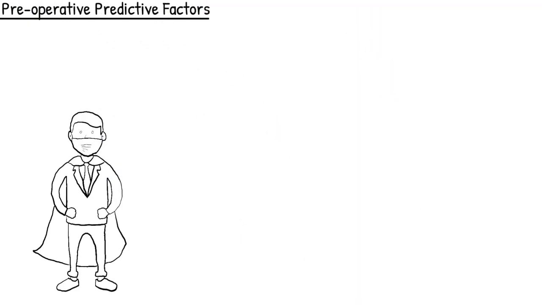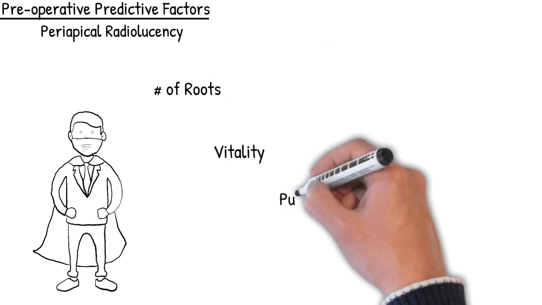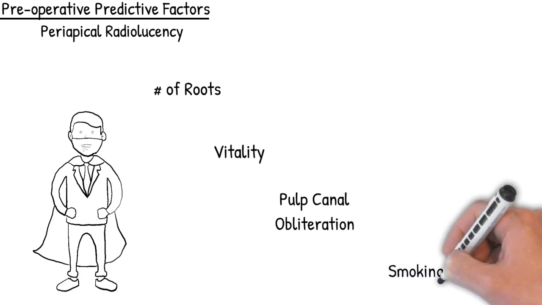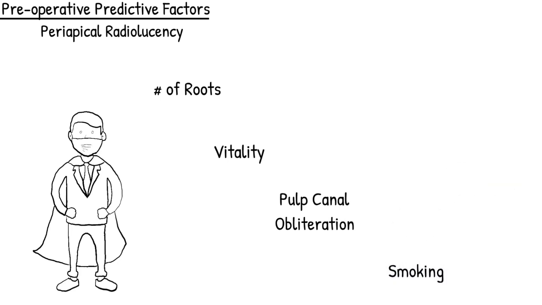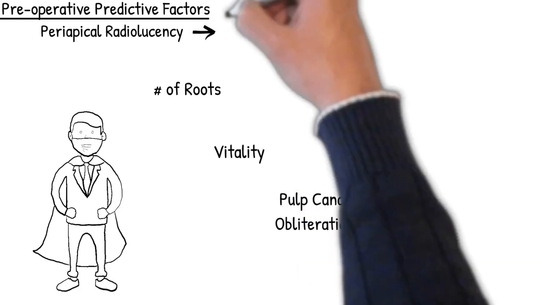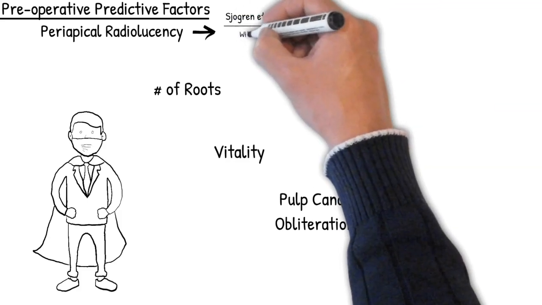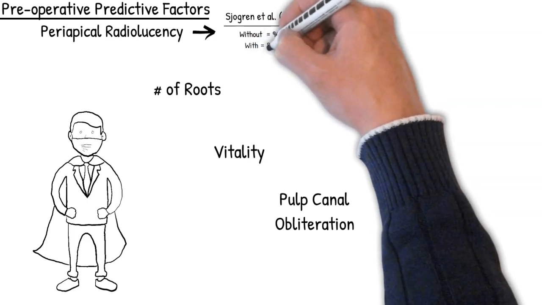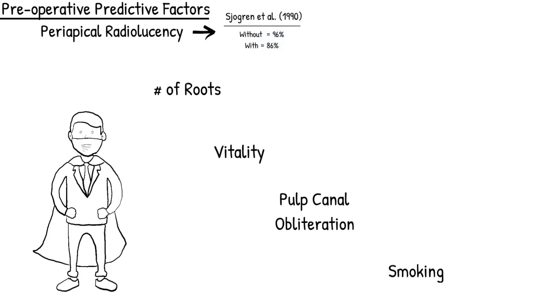Among these factors are periapical radiolucency, the number of roots, the vitality of the tooth, the presence of pulp canal obliteration, and even smoking. The most consistently found factor that affects our success rates is the periapical radiolucency. Sjogren found that without a periapical radiolucency, 96% success could be found. However, when there was a periapical radiolucency, only 86% success.